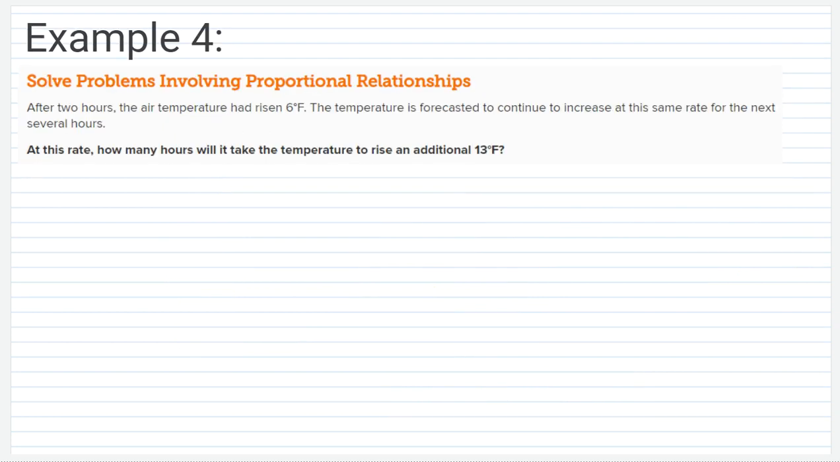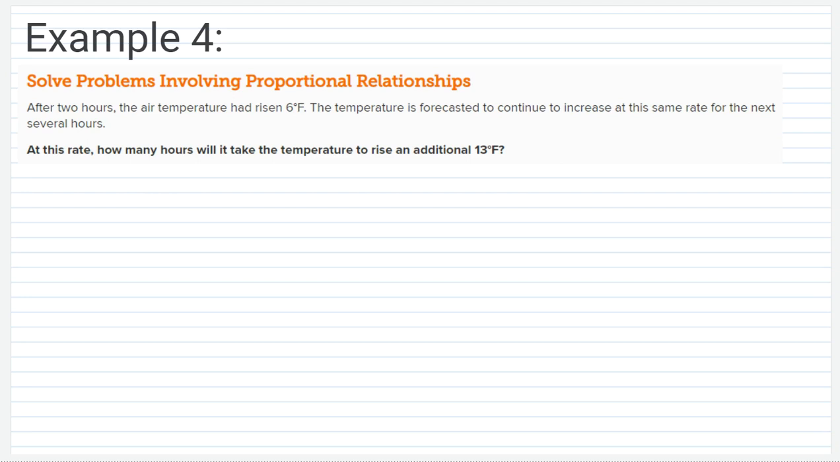All right, so for this next example, again, we're solving a problem involving a proportional relationship. This one states that after 2 hours, the air temperature has risen 6 degrees Fahrenheit. The temperature is forecasted to continue to increase at the same rate for the next several hours. At this rate, how many hours will it take the temperature to rise an additional 13 degrees Fahrenheit? So for this question, I'm going to go ahead and set up a proportion to solve, just so that we can see, again, another way of solving it. So we did an equation last time, we'll do a proportion this time.